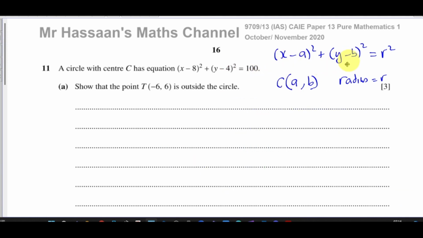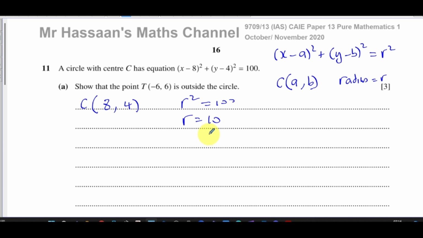We write the opposite of each of those when we are finding the center of the circle. So for this particular circle, the center C is going to be: the value of x is 8, and the value of y is 4. So that's the center. And we know that the square of the radius is equal to 100. Therefore, the radius is equal to the square root of 100, which is 10. So this is the center and radius of the circle.